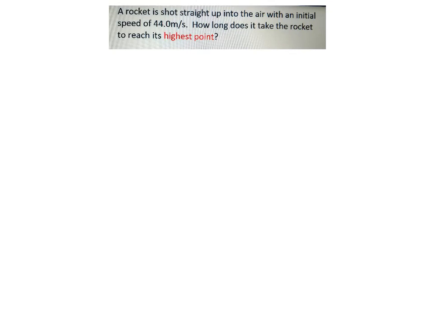So in this one, a rocket shot straight up into the air with an initial speed of 44 meters per second. How long does it take the rocket to reach its highest point? This again looks like it doesn't give us enough information, but so how long is time? You shot it with an initial speed, that's pretty clear.